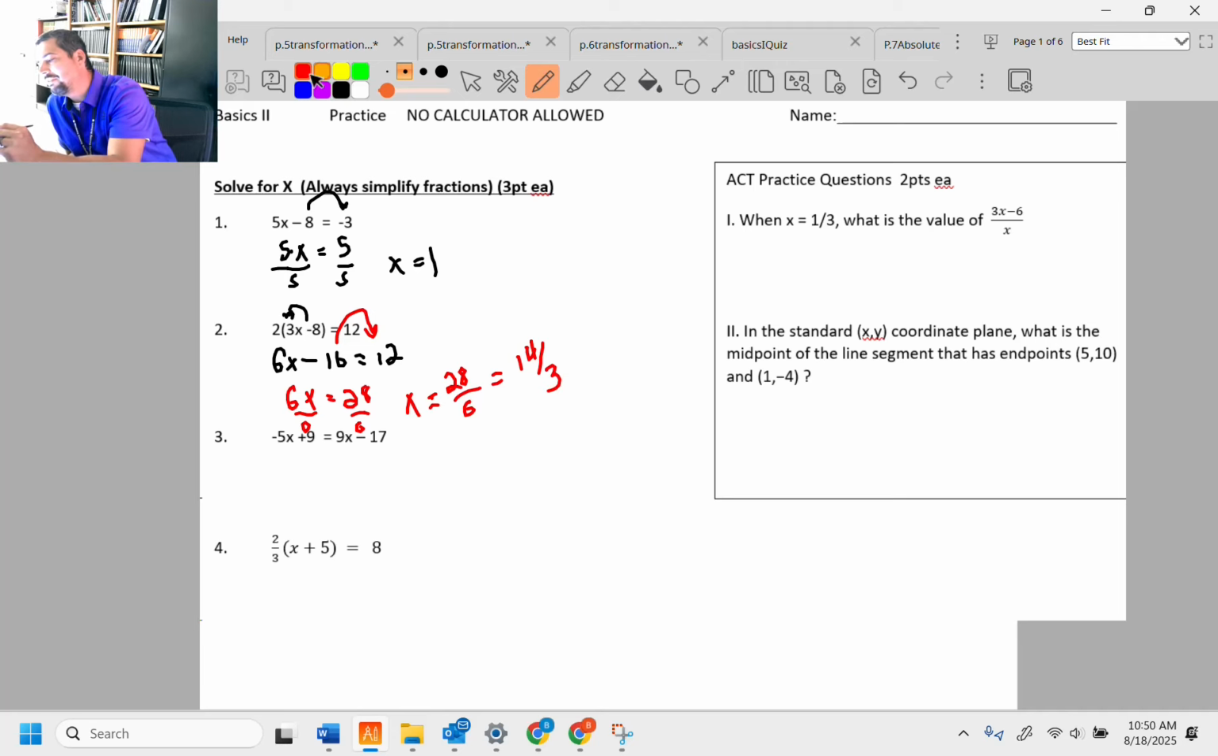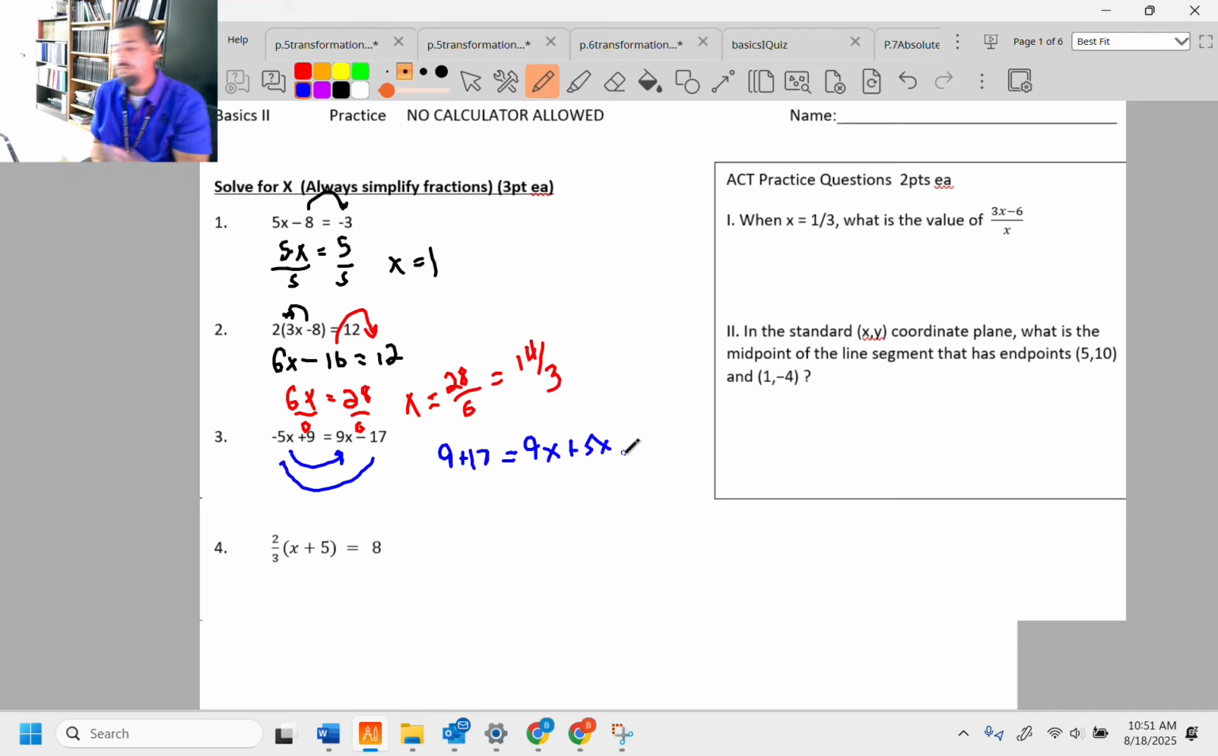Anyways, our number 3. Let's see here. I'm going to put my x's on the right, and I'm going to put my numbers on the left. You do you, okay? So my right-hand side is going to say 9x plus 5x. And my left-hand side is going to say 9 plus 17. I did that to keep the x's positive. Now, 9x and 5x, like terms, that's got to be 14x. Don't be the kid who doesn't understand that. 9 and 17 makes 26.